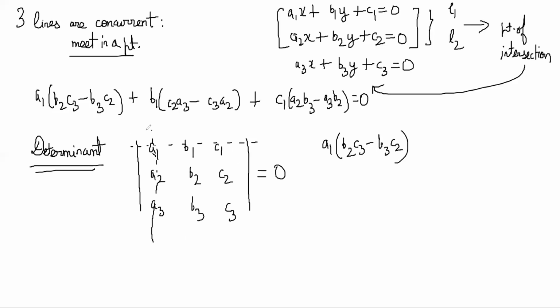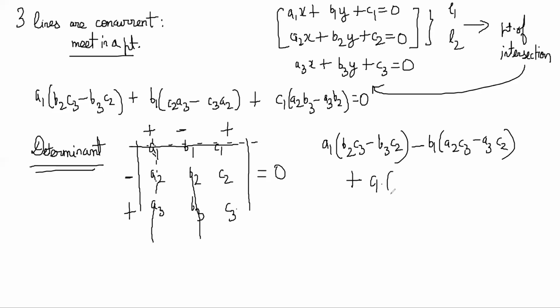Then the signs keep alternating: plus, minus, plus. You can do it this way also. Then you do this one and block these two, so you'll do A2 C3 minus A3 C2, minus B1 into A2 C3 minus A3 C2, and then plus C1 into A2 B3 minus A3 B2.